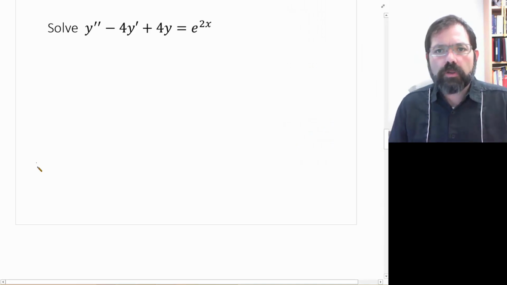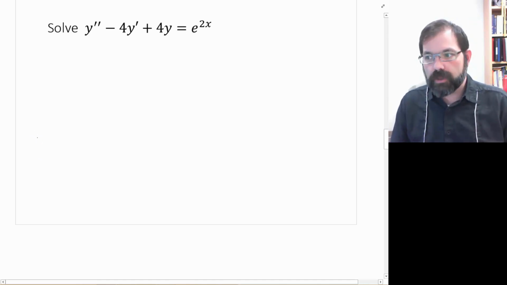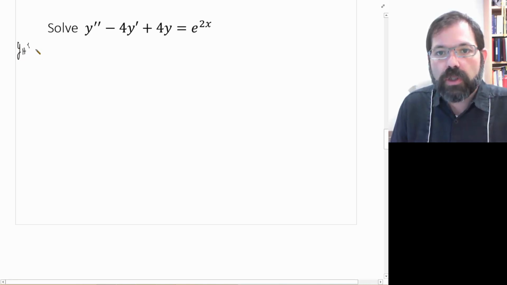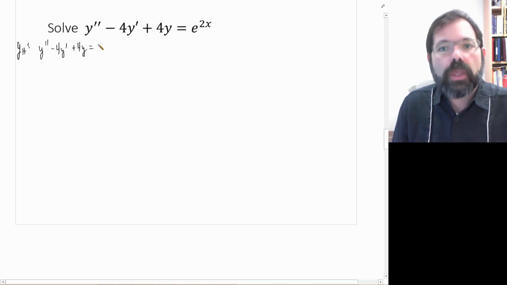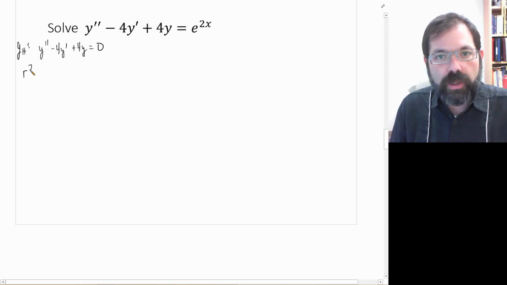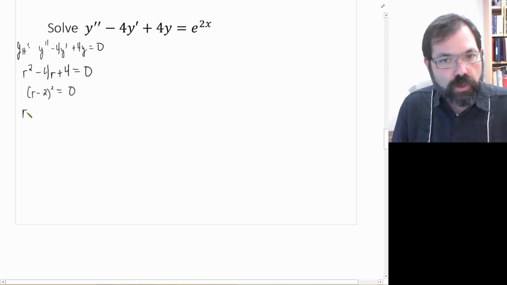All right, so let's try to solve y double prime minus 4y prime plus 4y is equal to e to the 2x. So first let's find the y sub h. So we need to solve y double prime minus 4y prime plus 4y is equal to 0. And so we make the standard assumption that y is of the form e to the rx. We get the auxiliary equation r squared minus 4r plus 4 is 0. And you'll notice that this factors as r minus 2 squared. So that gives us r equals 2, with multiplicity 2.